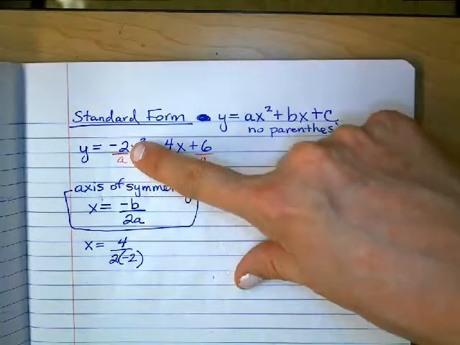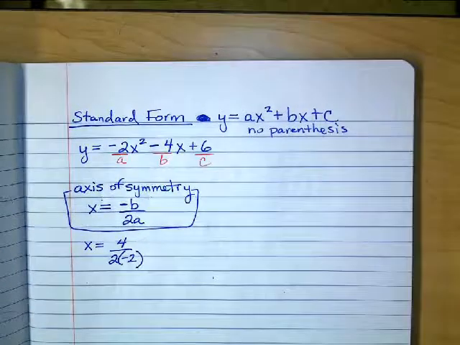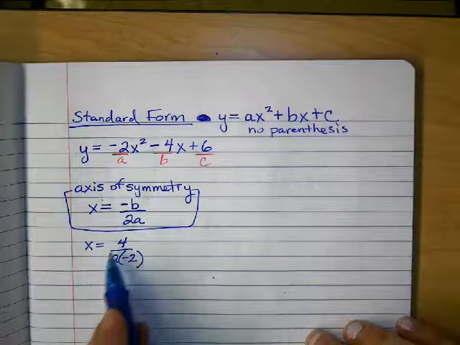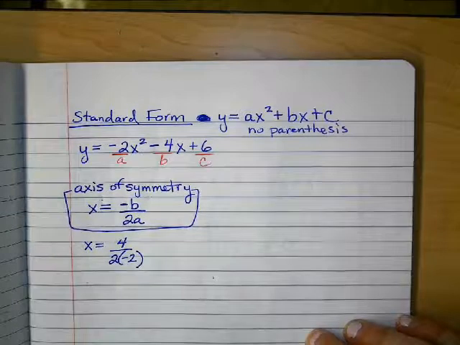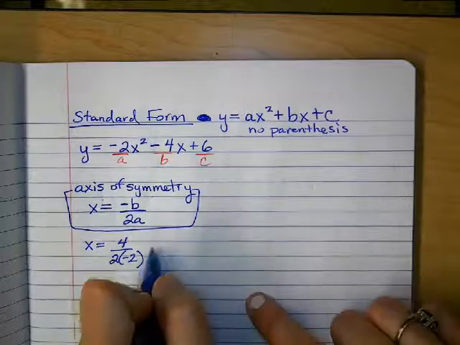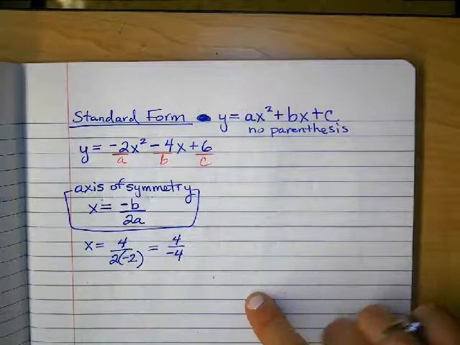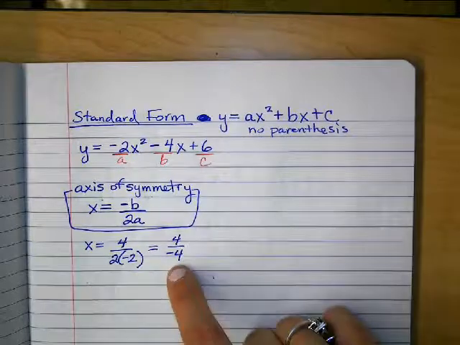All right, so we got to figure that out. What's 4 divided by, that'd be 4 divided by negative 4. 2 times negative 2 is negative 4. What do you get? Negative 1, okay, negative 1.